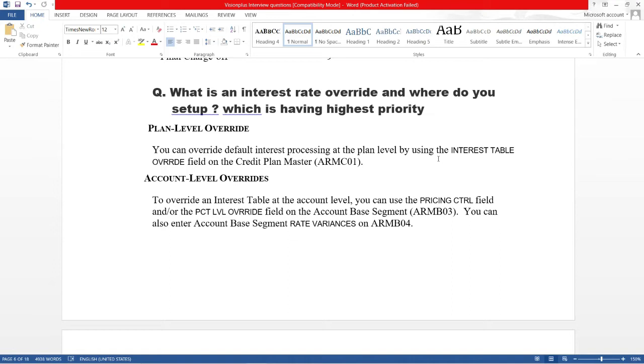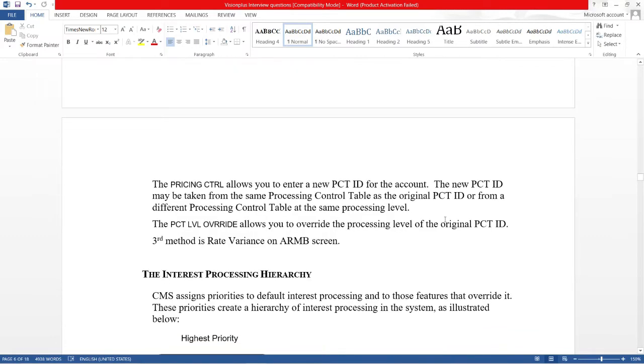To override an interest table at the account level, you can use the pricing control field and a PCT level override field on the account based segment ARMB03. You can also enter an account-based segment AR rate variance on the ARMB04. Now, the pricing control allows you to enter a new PCT ID for the account.